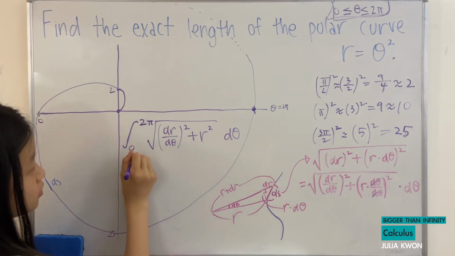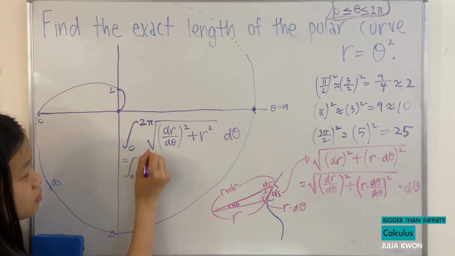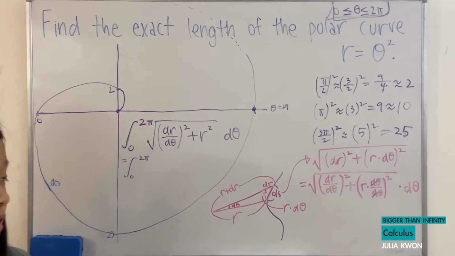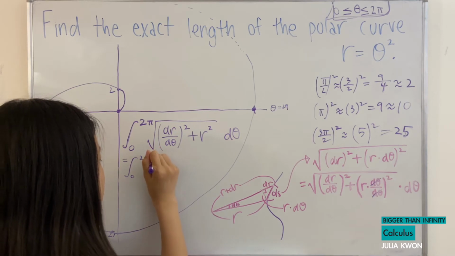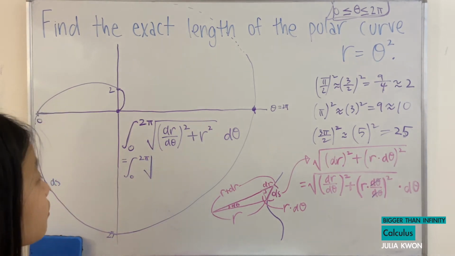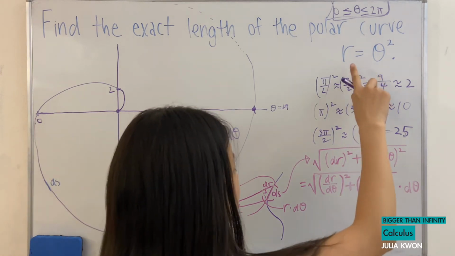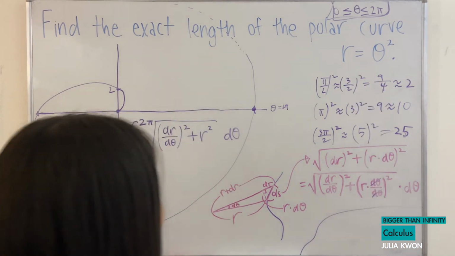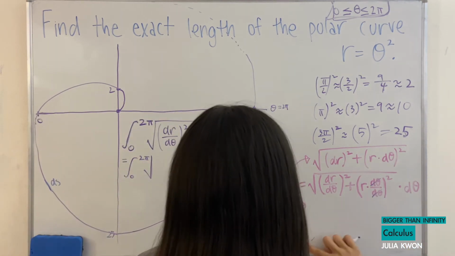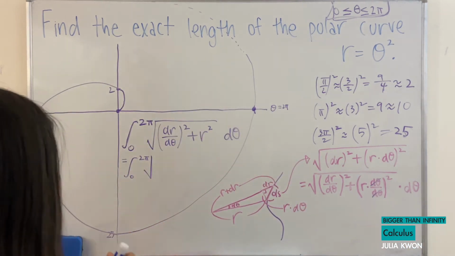So this is equal to the integral from 0 to 2 pi. I'm going to have to start writing smaller. So the square root of dr divided by d theta, which would be taking the derivative of this. Wow, I really don't have any room. Okay, you know what? I'll write it up here.